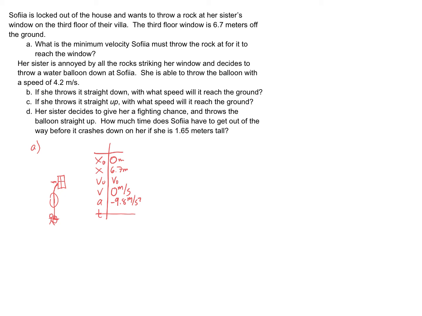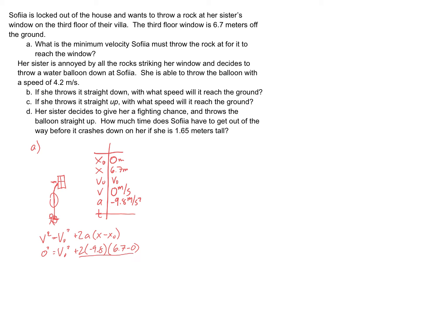So now we do need to try to pick an equation that's going to allow us to solve for that. So that's going to be the one that doesn't have time in it. So v squared equals v naught squared plus 2a times x minus x naught. And then we should just be able to put everything in there. Our final velocity is 0. Our initial velocity is what we're solving for there. 2 times negative 9.8 times x, which was 6.7 minus 0. And you should be able to multiply those, put those together there.